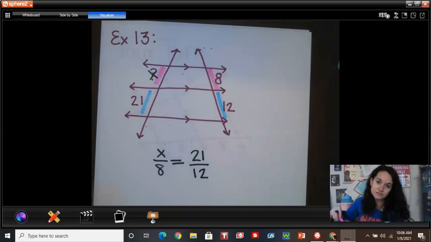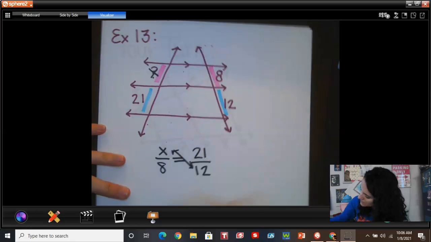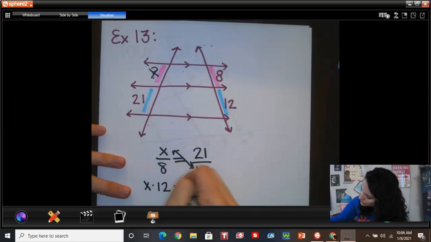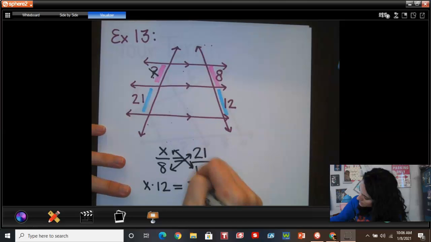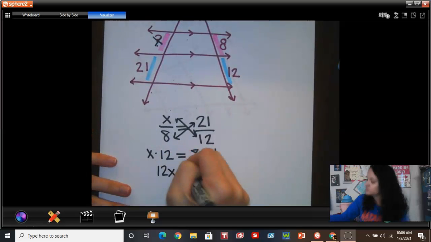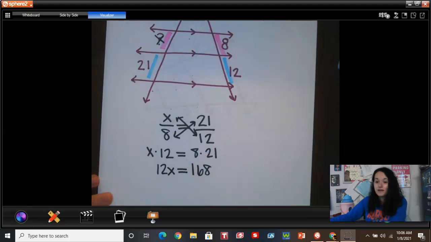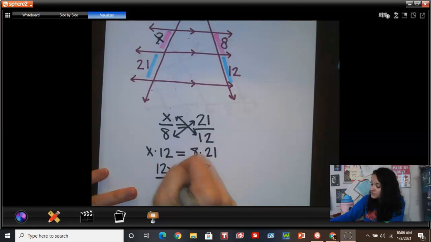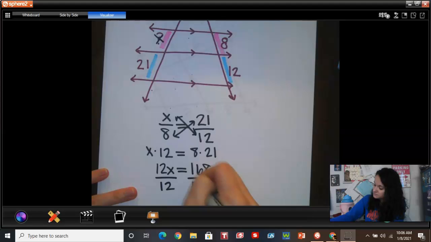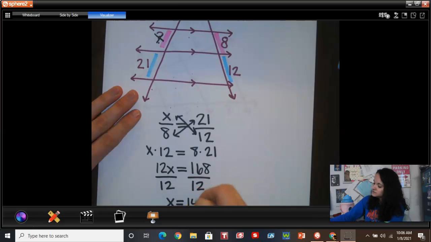And then how do we solve it? We use cross multiplication. So we would have X times 12 equals 8 times 21. Well, X times 12 is 12X equals 8 times 21, which is 168. And then to solve, we just divide by 12. X equals 14.